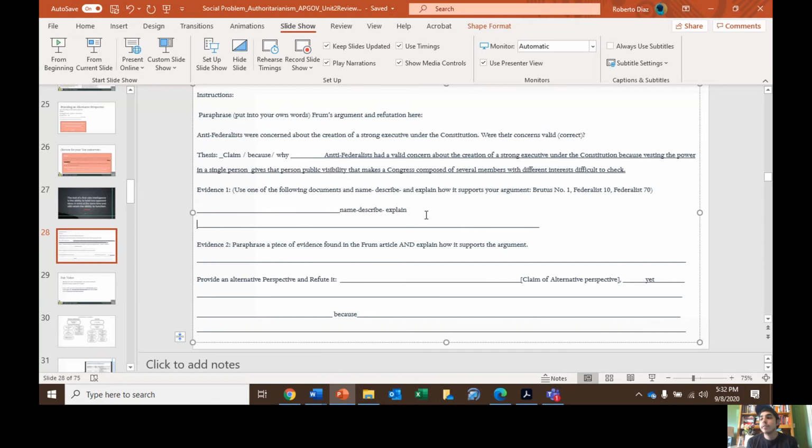Or maybe that you really kind of share this view, right? You share this idea about the overbearing power of an executive, etc. Make sure you include some information, the claim of the alternative perspective, and then after yet, you provide some kind of sense as to why that perspective is invalid, and then elaborate on that. That's what the because is for. So to encourage you guys to elaborate on that.